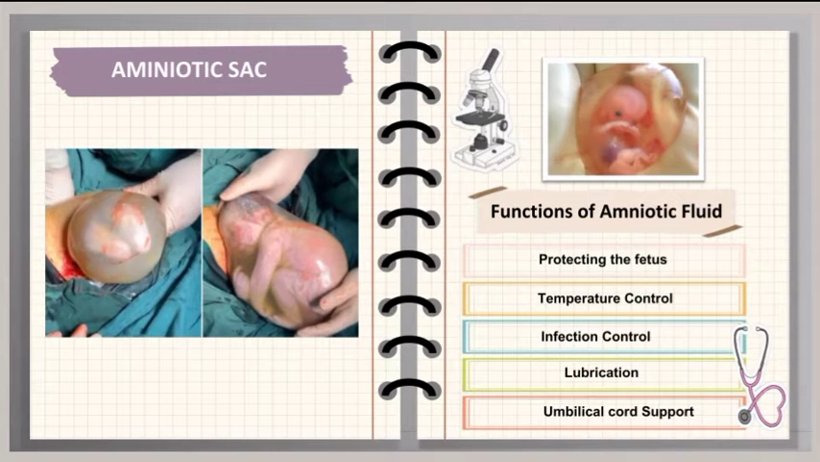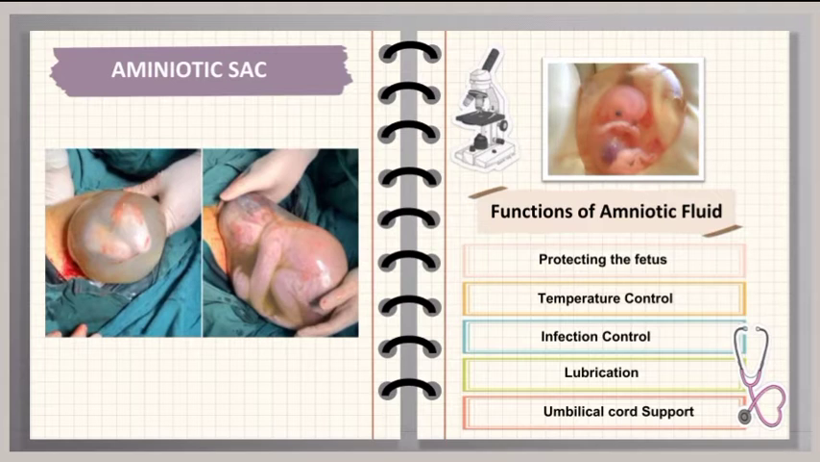Inside the amniotic sac is the amniotic fluid. So what is the function of the amniotic fluid? The first is protecting the fetus. The fluid cushions the baby from outside pressure, acting as a shock absorber, so that the baby stays stable inside the womb.